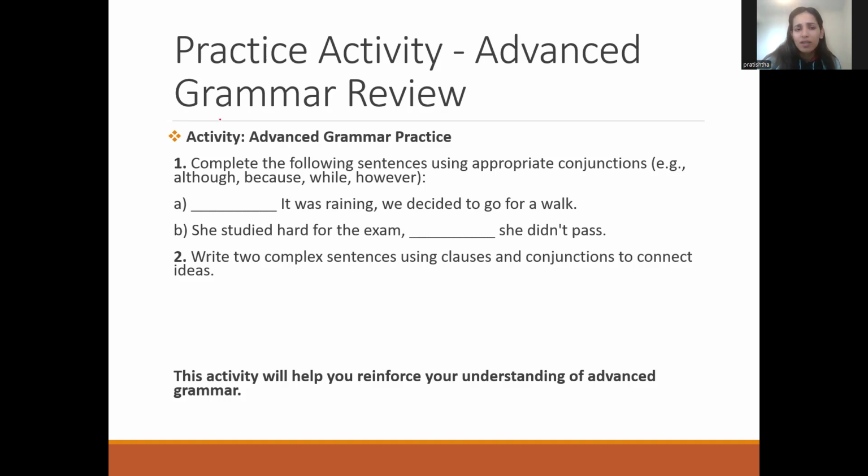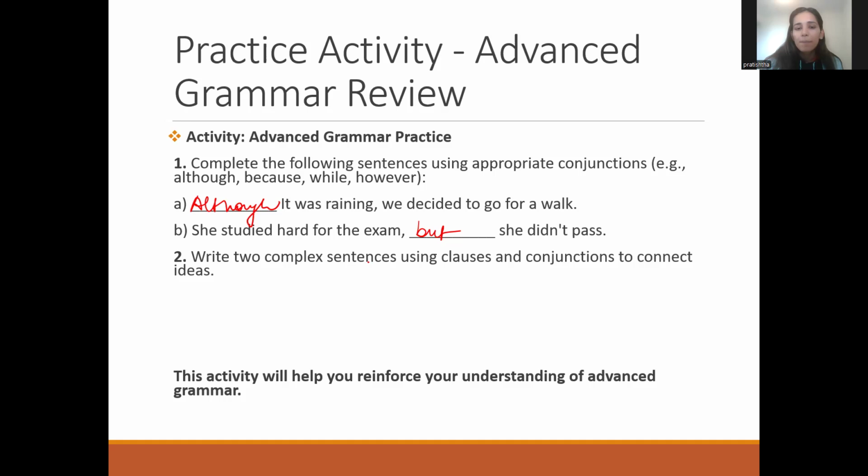So for example, this was one of them. Complete the following sentences using appropriate conjunctions: although, because, while, however, etc. For the first one, dash, it was raining, we decided to go for a walk. So it would be although. She studied hard for the exam, but she did not pass. We can use but. We can also use however here.